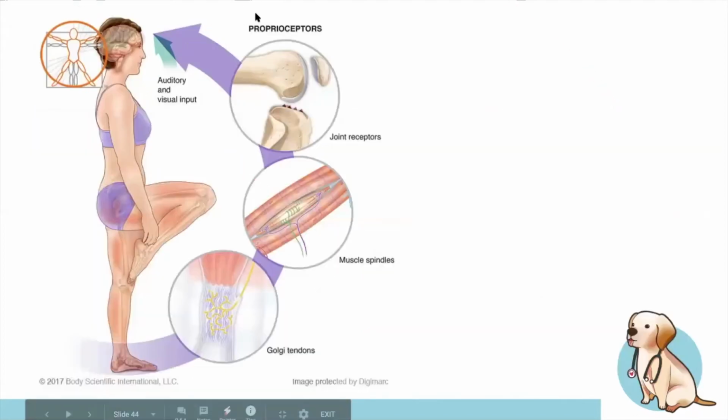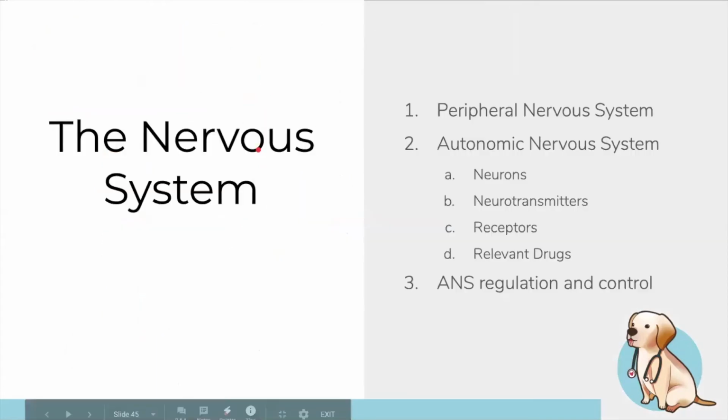This one's just a good overview as well. So three types: you've got the joints, you've got the muscles, you've got the Golgi tendon organs, all coming together to give you input into the brain. Okay, so that's pretty short.